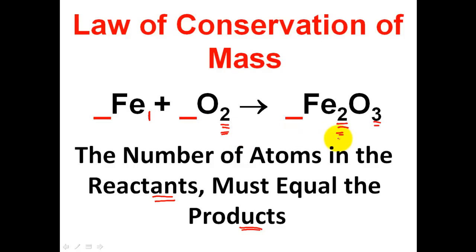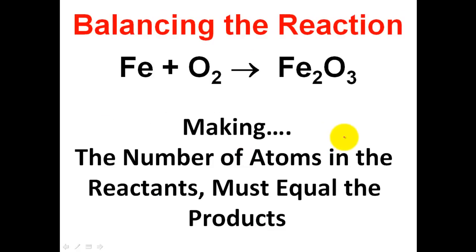The law of conservation of mass says the number of atoms over here must equal the number of atoms over there. What we'll be doing today is putting in coefficients. Coefficients are large whole numbers that appear prior to the elements or the compounds, and what they do, they multiply against the subscript. And when I do that, it helps me to balance the reactions by making the number of atoms in the reactants equal to the number in the products.